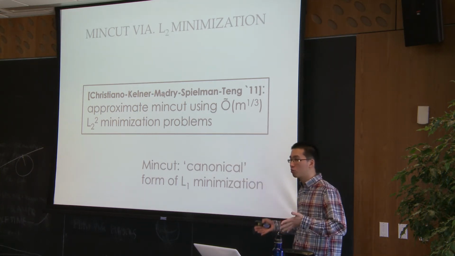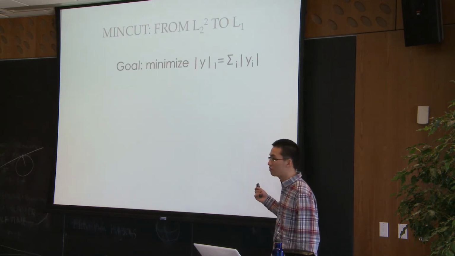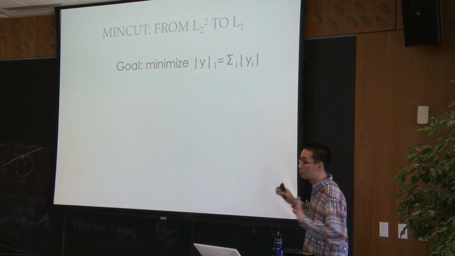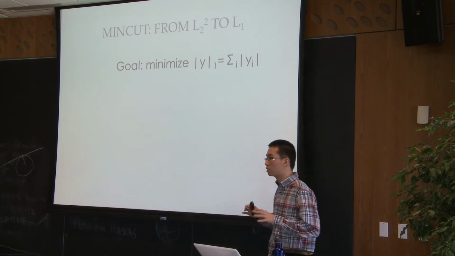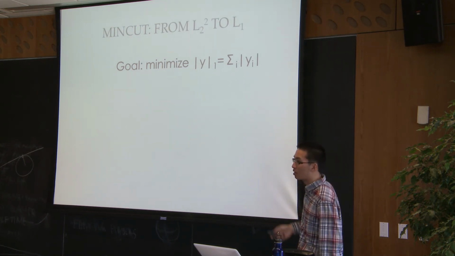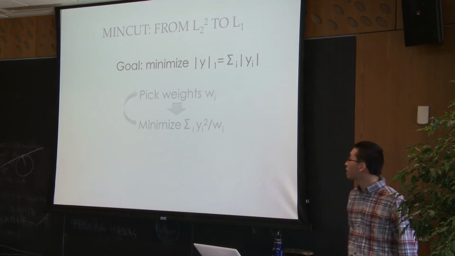Well, you can extend their algorithm to general L1 minimization algorithms. And here's the general idea of this algorithm. I want to minimize the one norm of y, subject to that linear constraint. I will not put the constraint on the slide, just for simplicity. So I want to minimize the one norm, which is summing over all entries of the absolute value of that entry. So they take this quadratic relaxation.